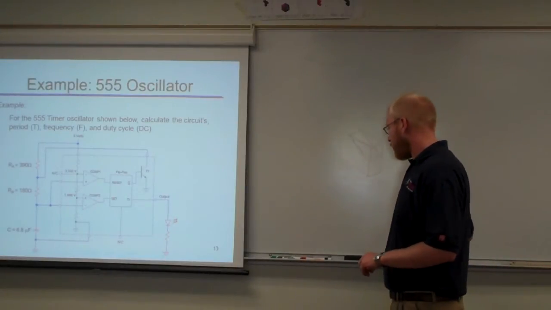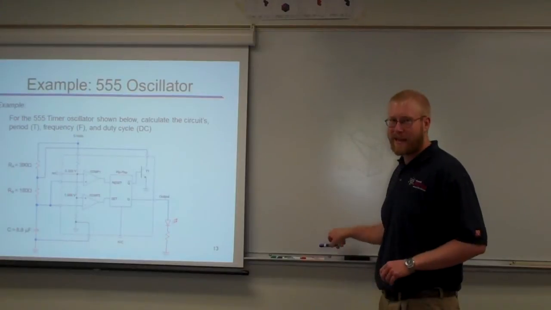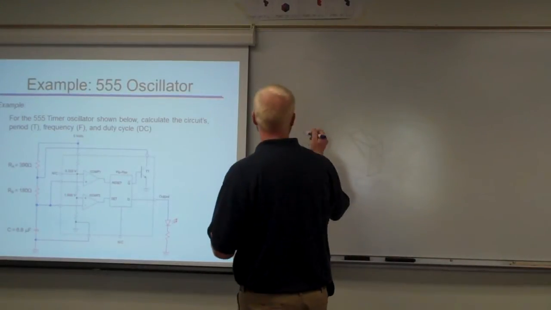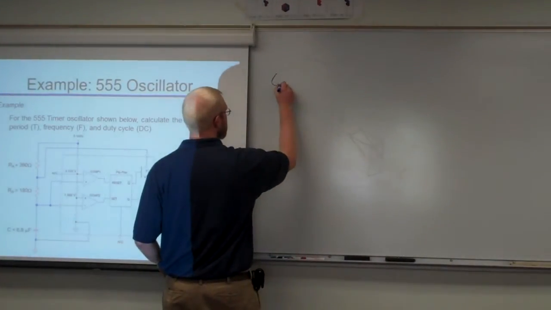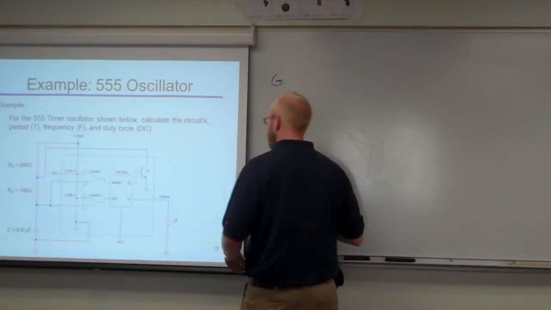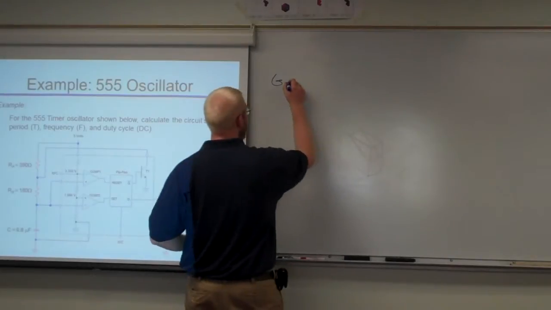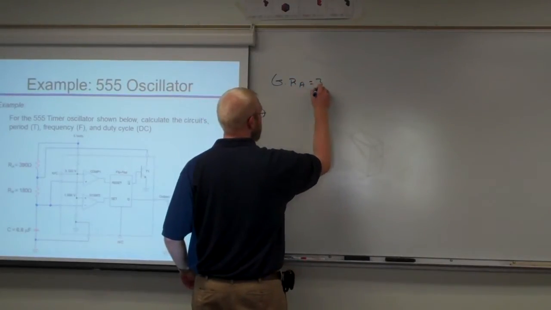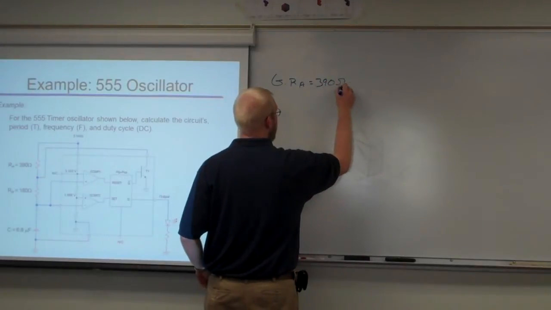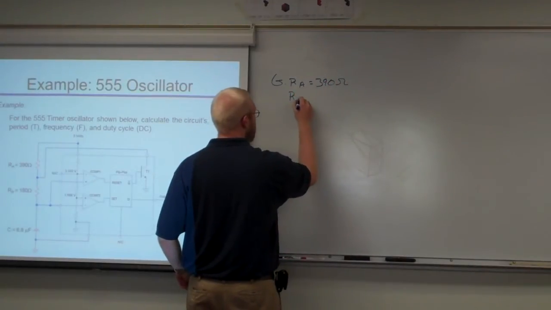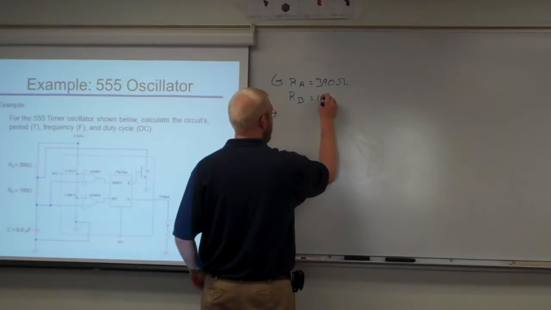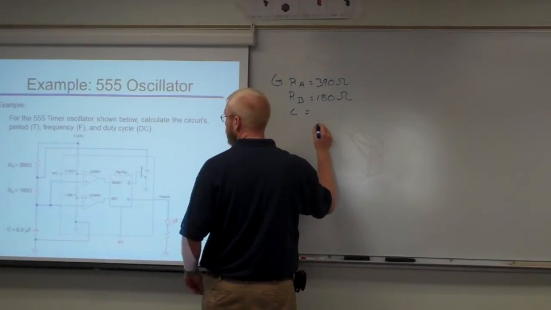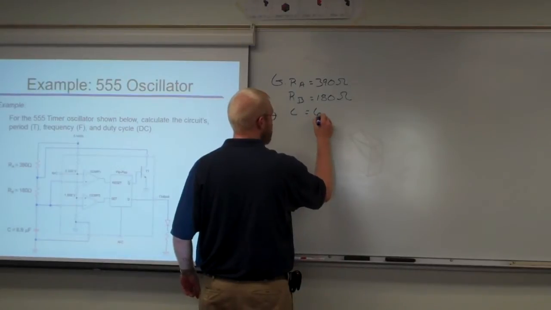So what we would do, using my normal GUESS technique, that's the technique that I've taught before. The first letter is G for givens, and the givens that I have are those three that I just named off. RA equals 390 ohms, RB equals 180 ohms, and C equals 6.8 microfarads.